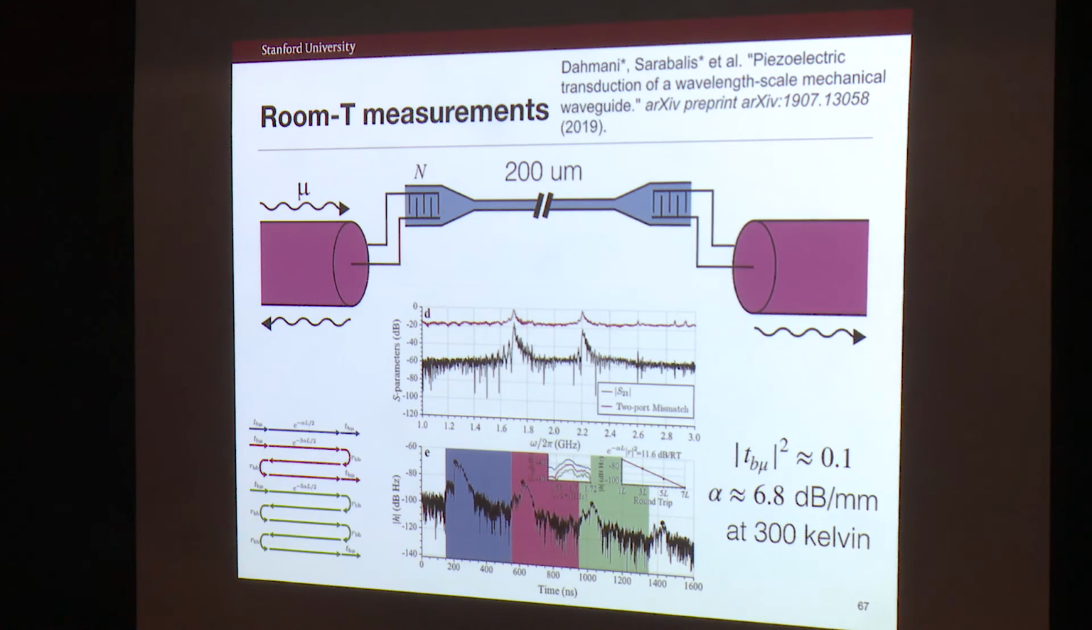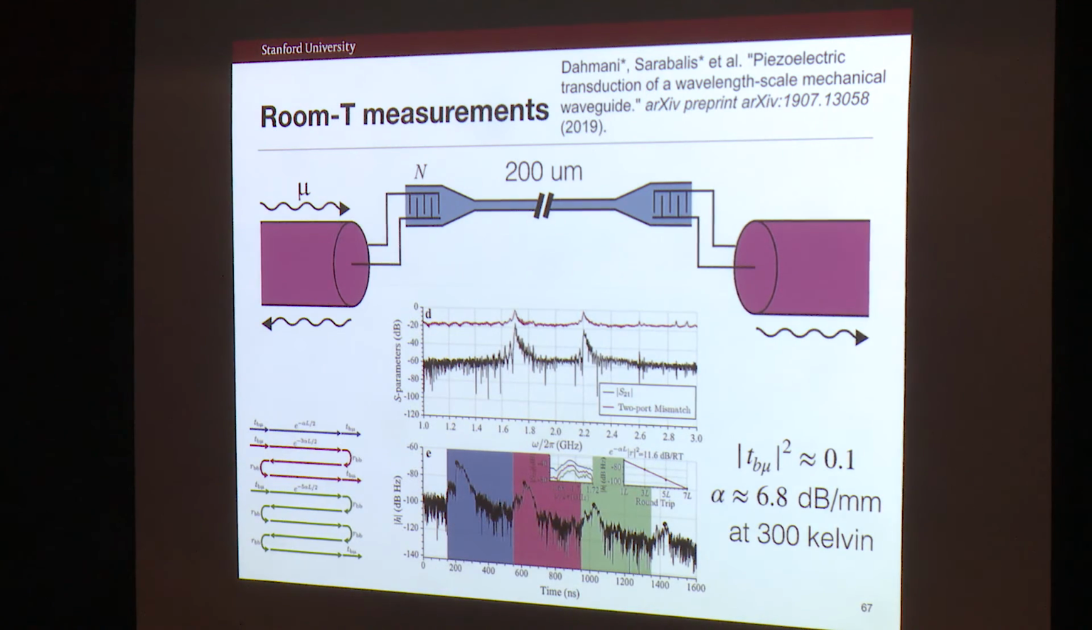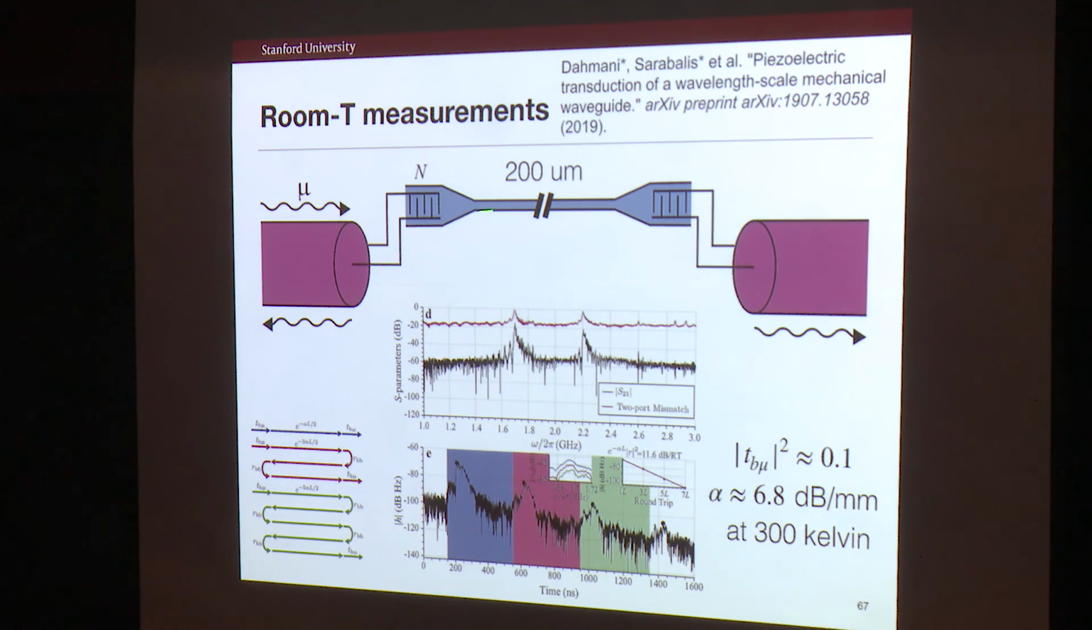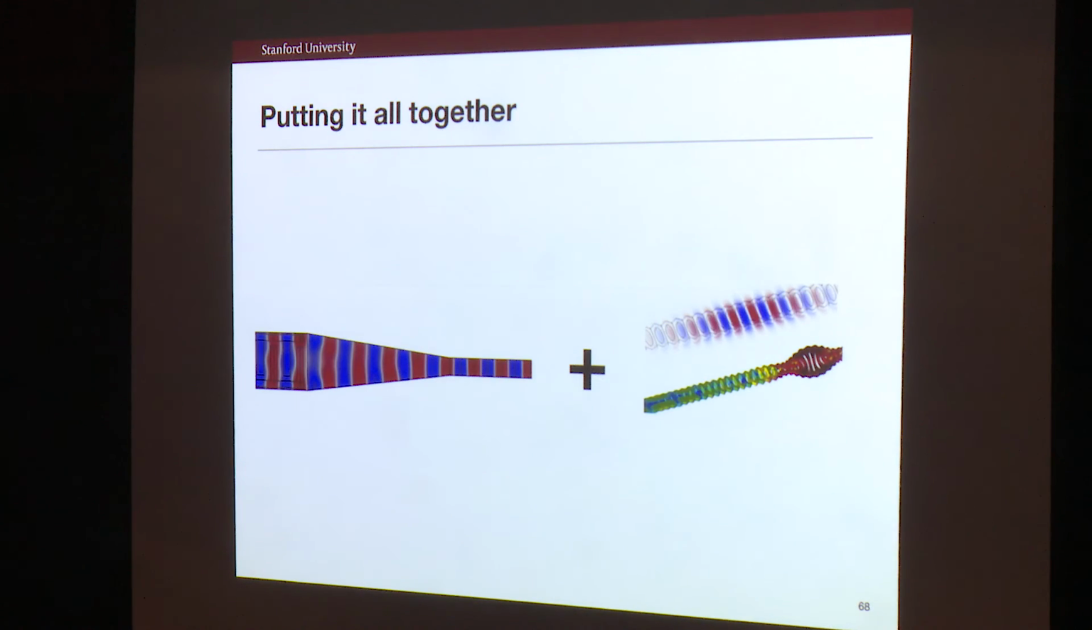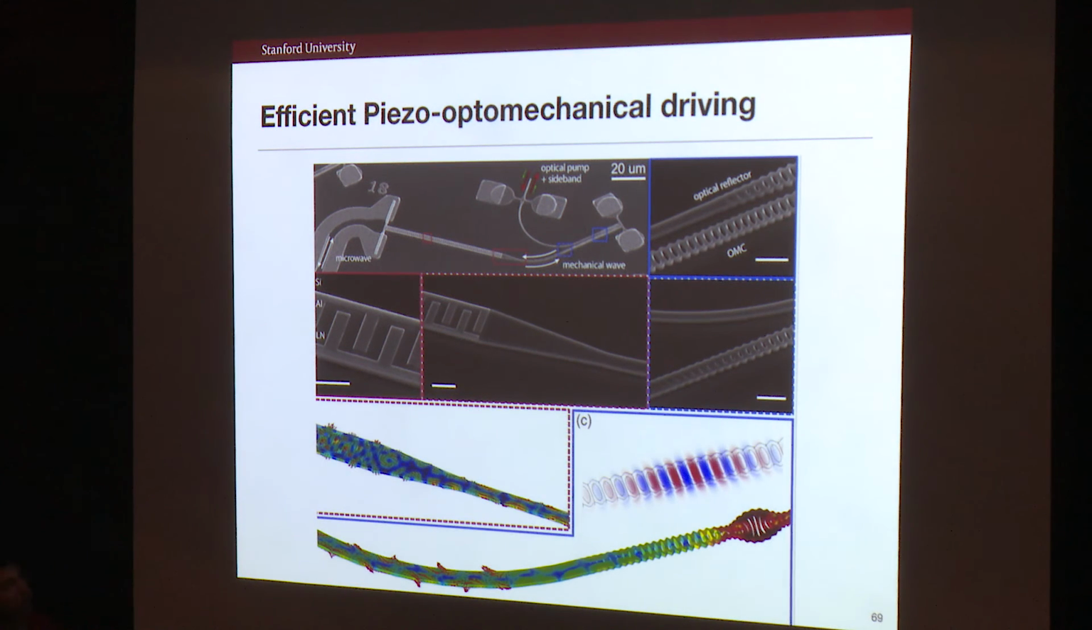And these are room temperature measurements showing that we can get something like 10% of the energy into these types of waveguides. So finally, I just want to say that we have combined these types of transducer structures with our optomechanical system. It starts to look a little bit like a Rube Goldberg machine.